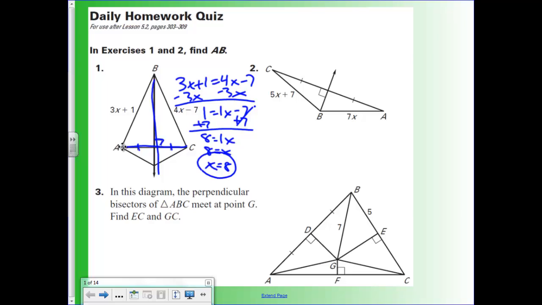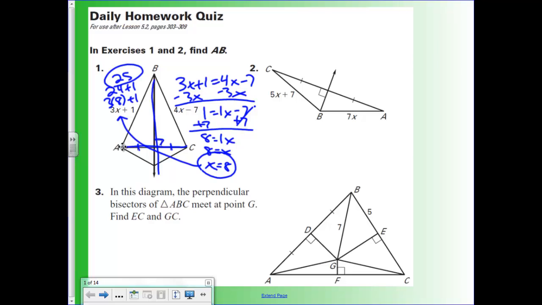I take my 8, we plug it in. 3 times 8 plus 1. 24 plus 1 gives us 25. How do I know I did it right? Check on the other side. In my head, I'm like, 4 times 8 is 32. 32 minus 7 gives me 25 as well.